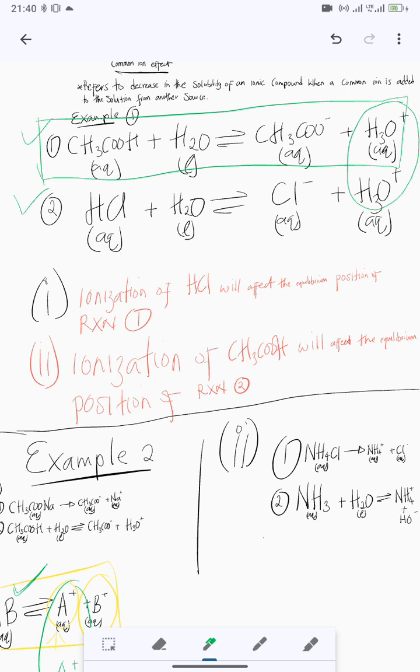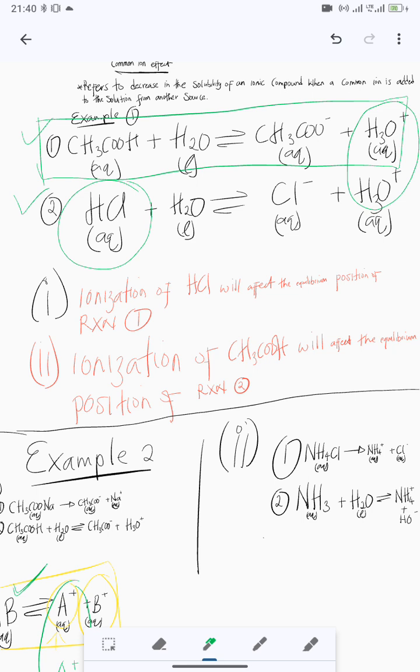Now, if you bring in the concept of the common ion effect, it means you have to add the common ion from another source. And what is our source this time? Our source is HCl. So that's why in my definition I say it refers to the decrease in the solubility of an ionic compound when a common ion is added to the solution from another source. That's the common ion effect. Now I will shortly talk about the decrease in the solubility of an ionic compound, and also Le Chatelier's principle.